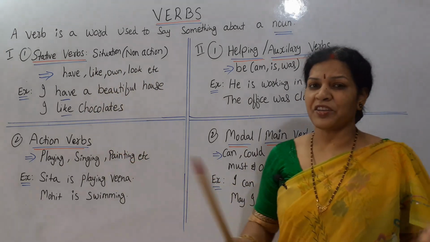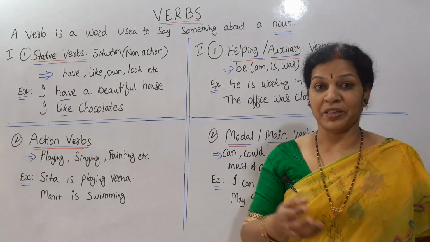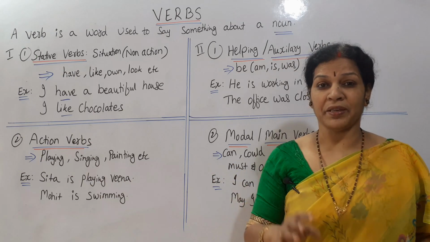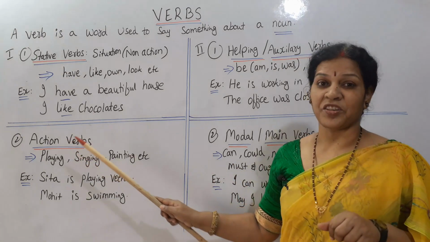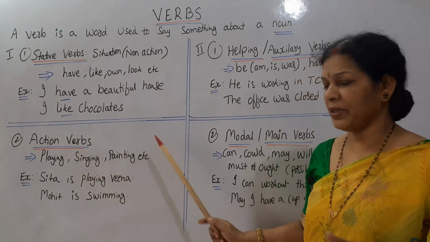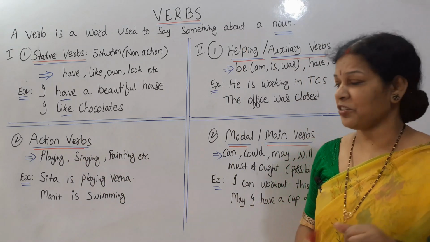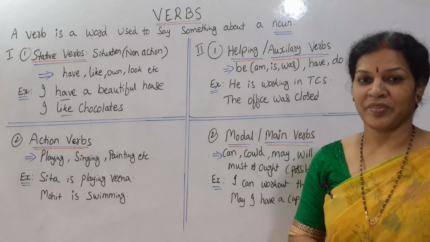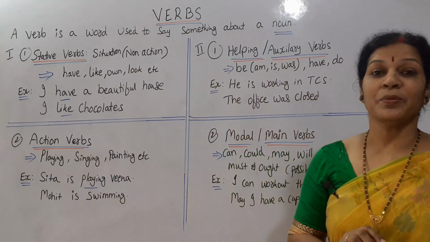Next one comes to action verbs. You know it very well. Action verbs are any action: playing, jumping, reading, studying, sleeping, eating, anything, any action. Action comes under action verbs. Now examples I have taken: playing, singing, painting, etc. You can take n number of actions, right? Action verbs. Now here is an example: Sita is playing Veena. What is the action verb here?